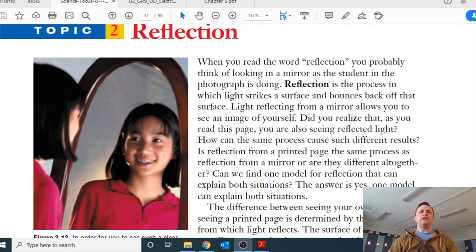When you are looking across your room at the wall, or if your pet dog walks in, or if your annoying sibling walks in, you are still seeing them. So light is bouncing off of them and coming to you. So that is still reflection. What we talk about mostly in this topic is reflection off of a mirror, which we're all pretty accustomed to. So let's get into it.